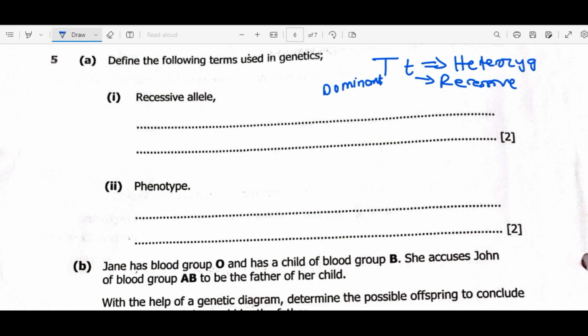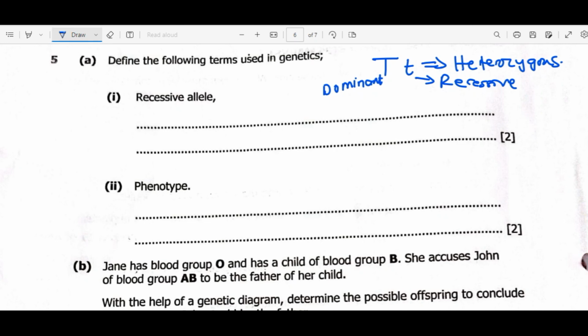Now, what is fully meant by this heterozygous condition? In terms of height, this individual's appearance will be tall, but is a carrier and has a chance of having a child who is short. So that's what it means by this condition.